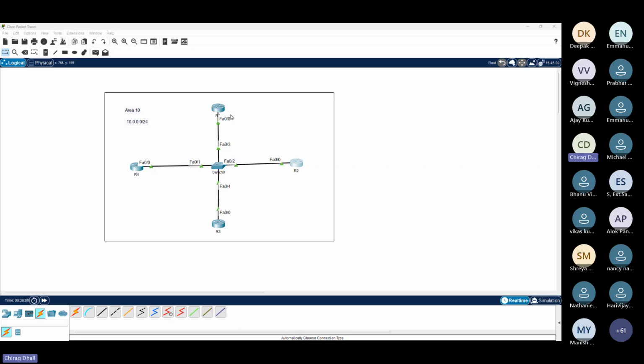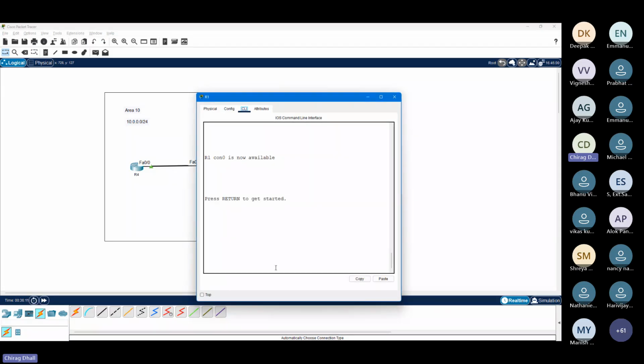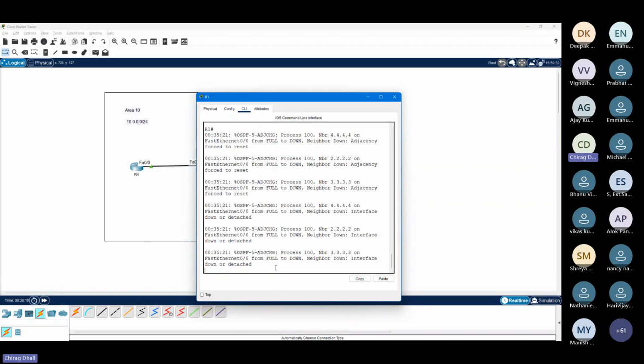Guys, the clear ip ospf command is supposed to be executed in privilege mode. So here, clear ip ospf process like this. Okay.